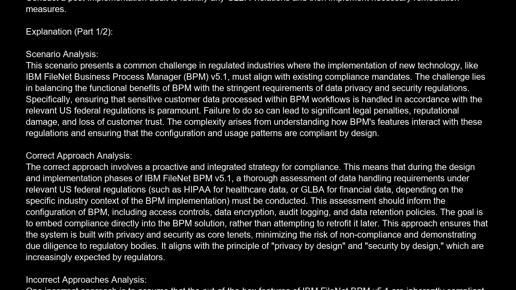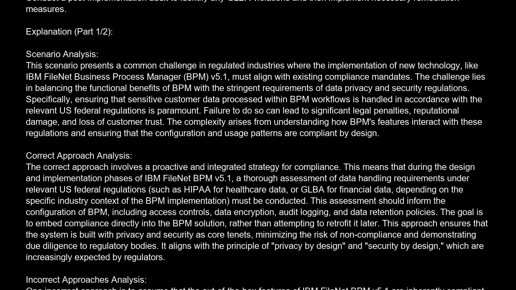This means that during the design and implementation phases of IBM FileNet BPM v5.1, a thorough assessment of data handling requirements under relevant U.S. federal regulations, such as HIPAA for healthcare data or GLBA for financial data, depending on the specific industry context of the BPM implementation, must be conducted. This assessment should inform the configuration of BPM, including access controls, data encryption, audit logging, and data retention policies. The goal is to embed compliance directly into the BPM solution, rather than attempting to retrofit it later.